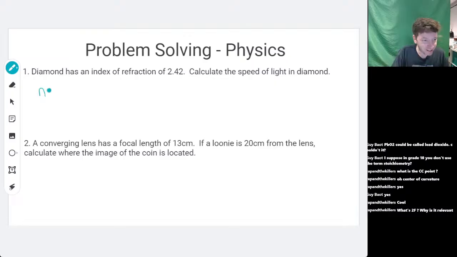The index of refraction equals c over v. Okay, so n represents the index of refraction, and in this question it's saying diamond has an index of refraction of 2.42. And then it says calculate the speed of light in diamond. So v is the speed of light in a certain medium.